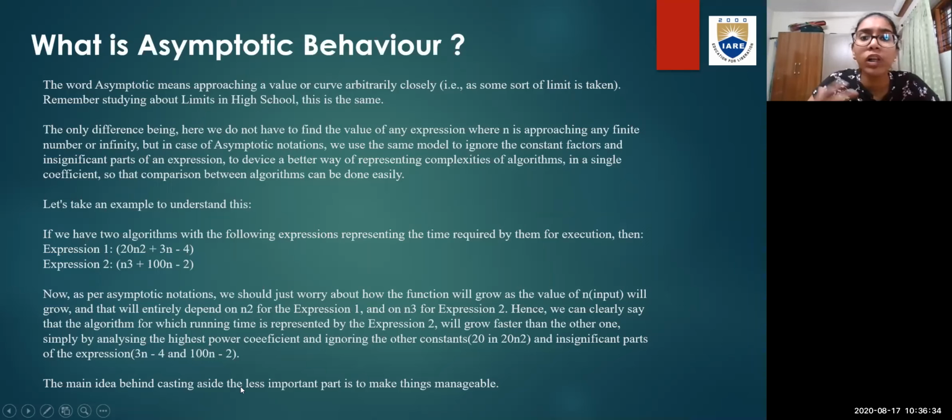Now, how the function will grow will purely depend on the degree of this polynomial. For example, n square and n cube. So expression 2 will grow much faster. We do not need to care about this 20 or these insignificant parts like 3n minus 4 or 100n minus 2. The dependency of the function growing will depend on the highest power or the degree, I would say.